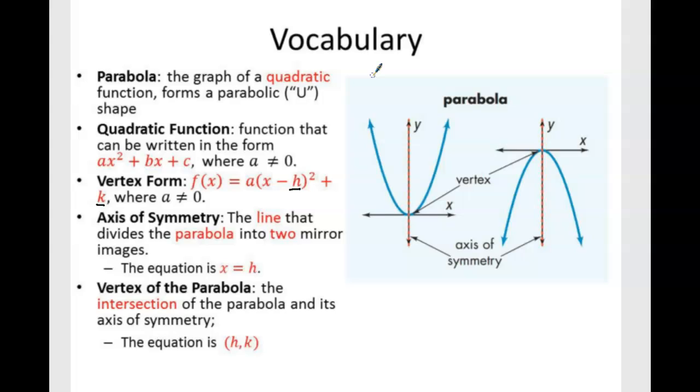Okay, and then a quadratic function. A quadratic function is any function that can be written in the form y equals ax squared plus bx plus c. That is what we call standard form. Vertex form is the form in which you write the quadratic where you can see the vertex, much like vertex form for an absolute value.